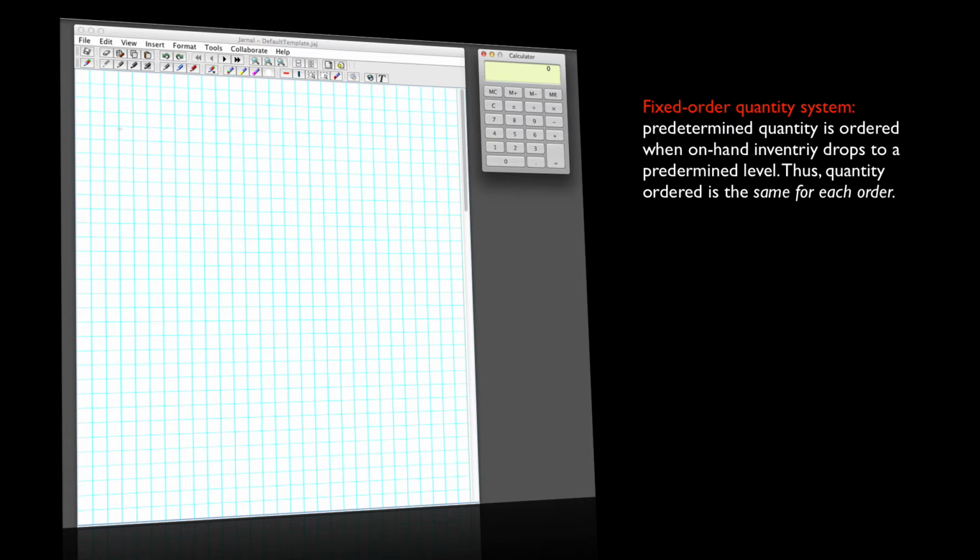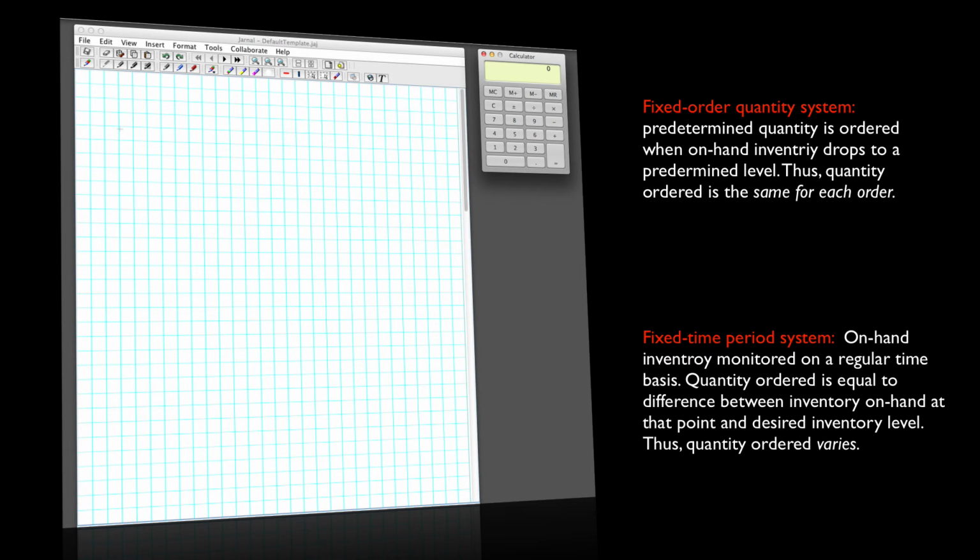And that means we're going to monitor inventory on a regular basis. When inventory falls to a particular level, we're going to immediately place an order to replenish inventory to its desired level. That is a little bit different than what we know as a fixed time period system, where we literally just take inventory on a regular temporal sequence, add up what we have on hand, and then place whatever order we need to get back to our desired level.